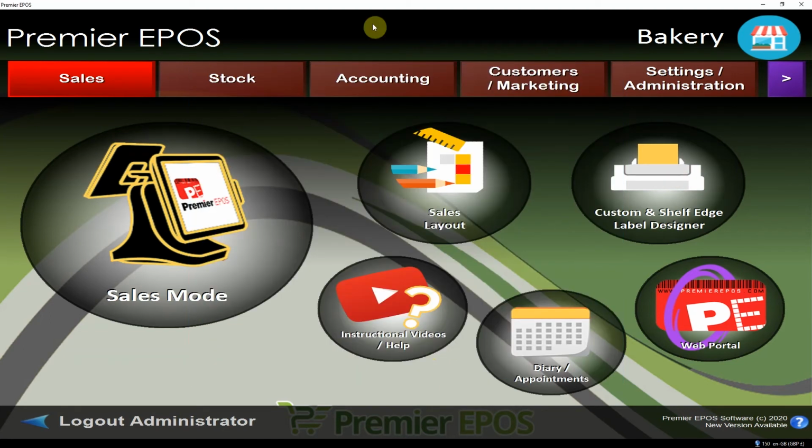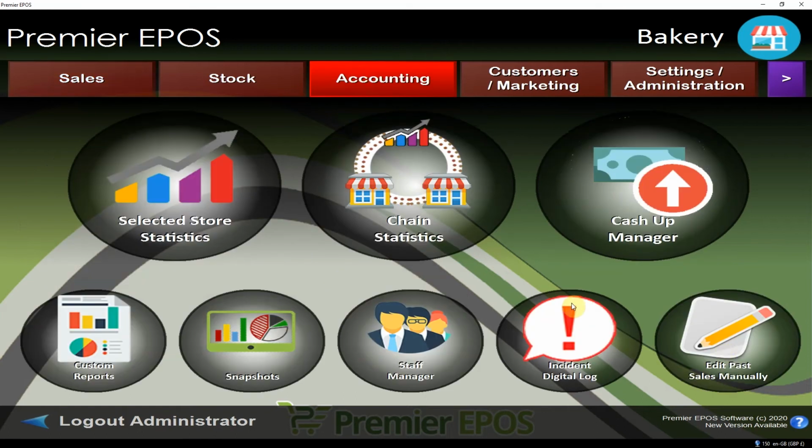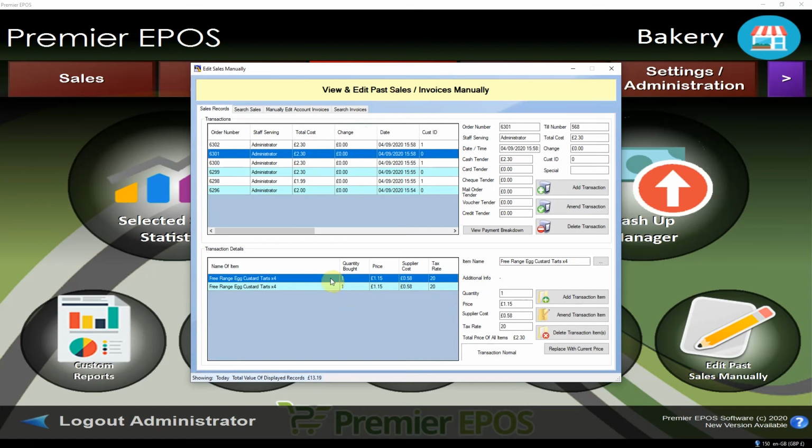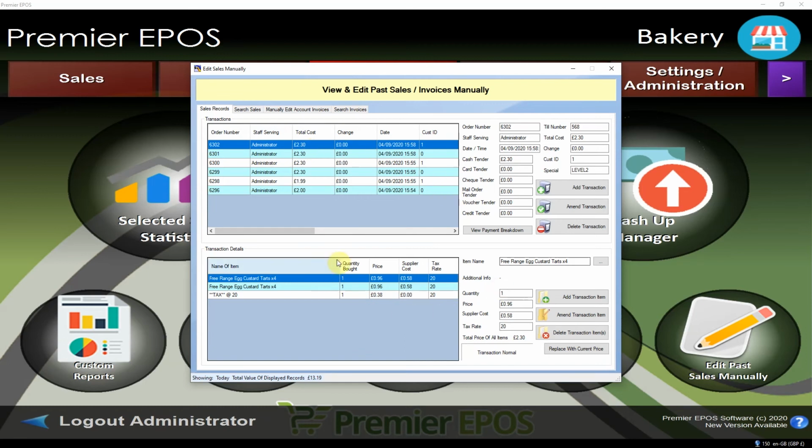I'll quickly show you what that actually looks like, because obviously I can't show you the receipts. If I nip over to edit past sales, there was the first one I put through. As you can see, that's gone through as normal, price £1.15, so that's obviously including VAT. But the second transaction I put through is slightly different, so it's obviously got tax at the end here. So yeah, this can be useful again for trade customers.